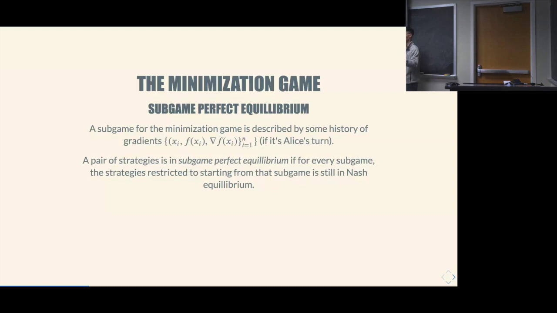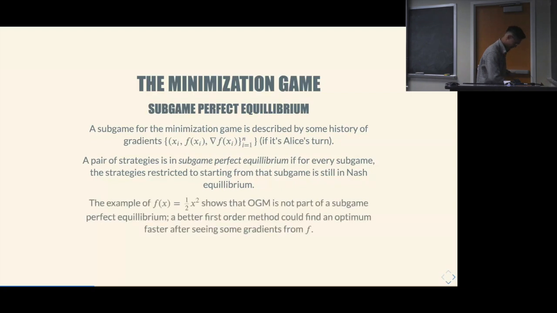So I've already played the game for some number of rounds, and now I'm imagining that this is my new game, right? Starting from this set of data, I need to proceed from there. And a pair of strategies is said to be in subgame perfect equilibrium if for every subgame like this, the two strategies are still in Nash equilibrium. Okay, so let me be more explicit in the following theorem about what exactly it is that I'm going to say about this new algorithm.